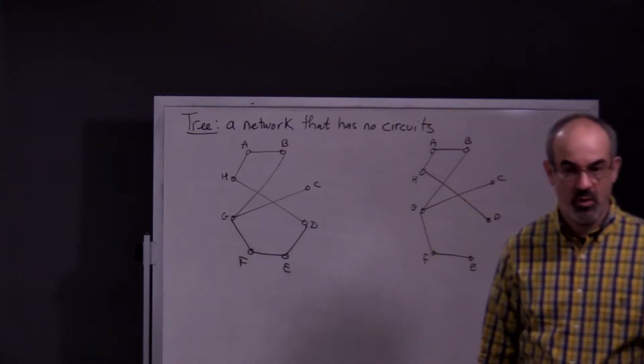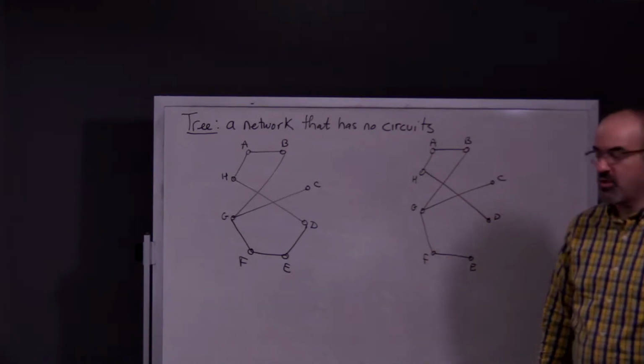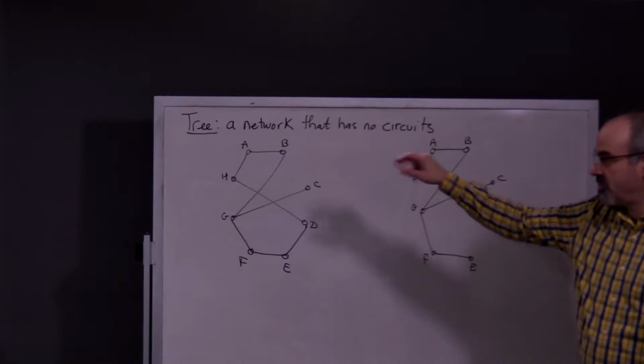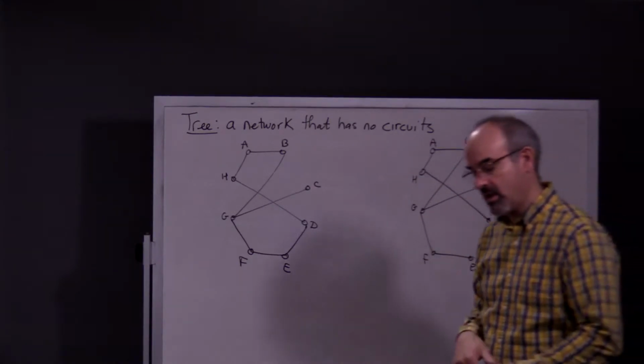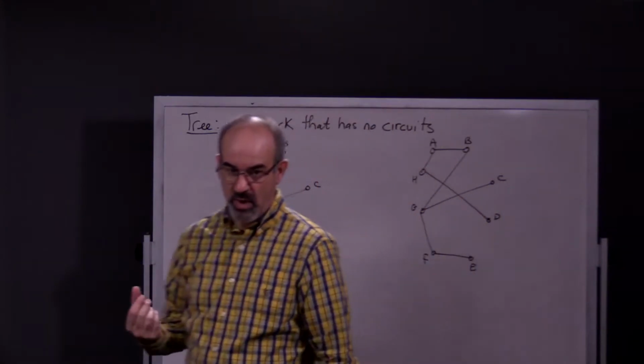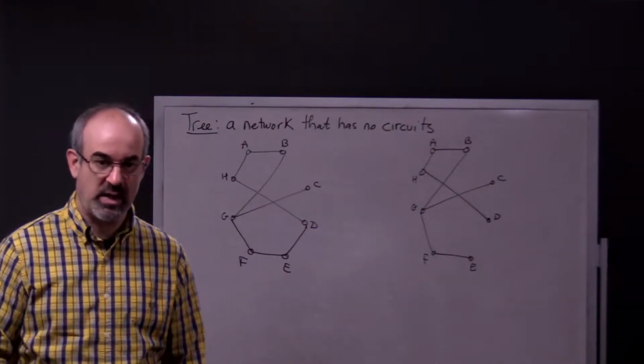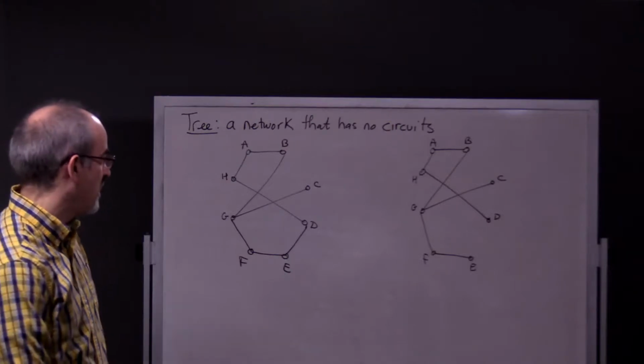Okay, so in this video we're going to briefly talk about trees. A tree is just a network that has no circuits. Okay, so remember, a network is a connected graph. So another way you could state this is a tree is a connected graph that has no circuits.